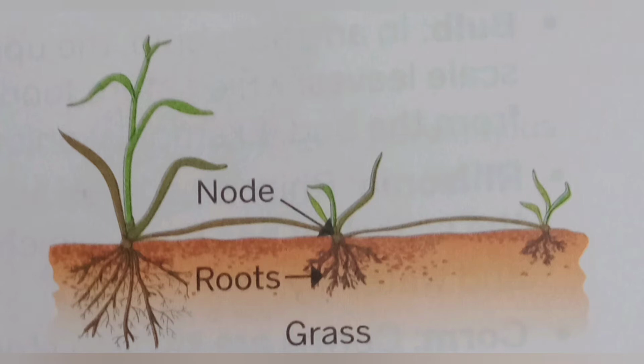The first one is runner, as you can see in the picture. A runner is a slender branch that creeps along the soil and forms many roots at the nodes and grows into a new plant. One node is connected to another and connected to another. In this, a runner is running and it gives many plants.